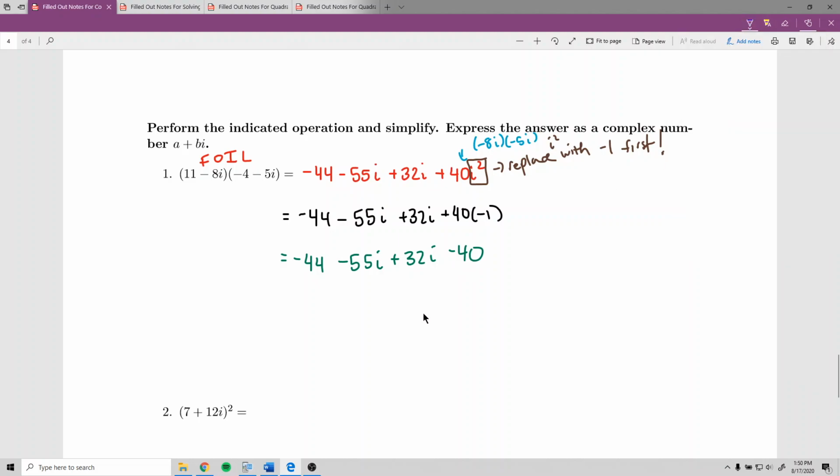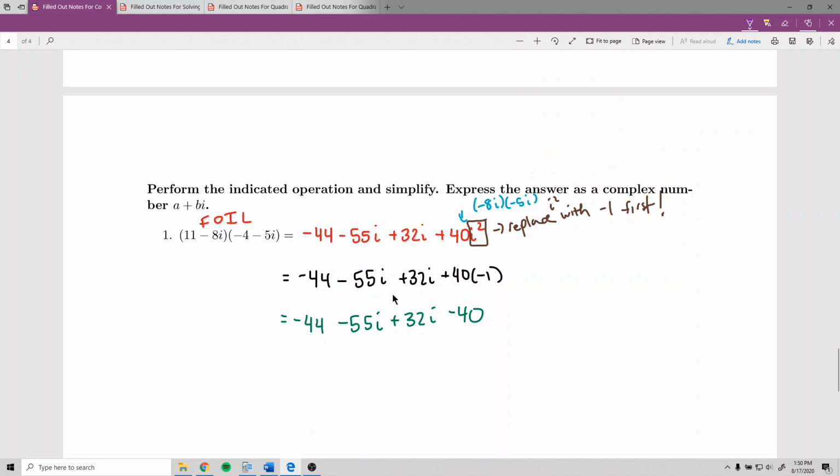Now think about exactly what we were doing above. We want to get a plus bi form. We just combine like terms. We have no i squareds. We'll be done after this. So we got negative 44 and negative 40 make negative 84. And then negative 55i plus 32i is negative 23i. And that is our final answer.